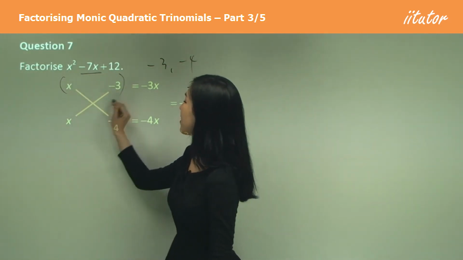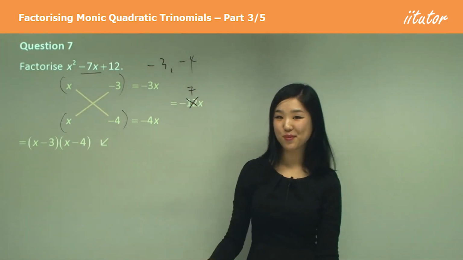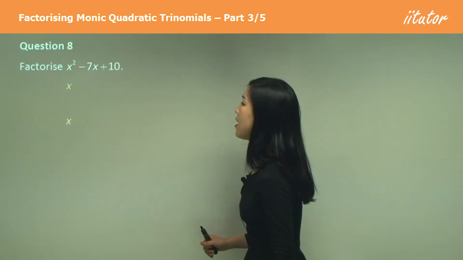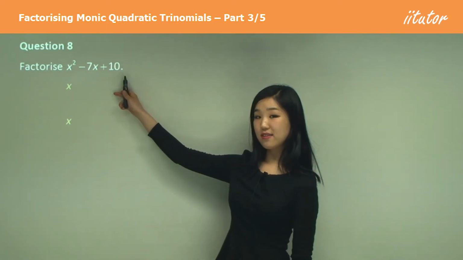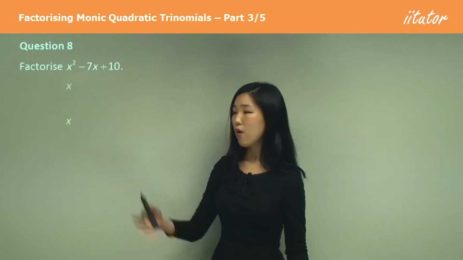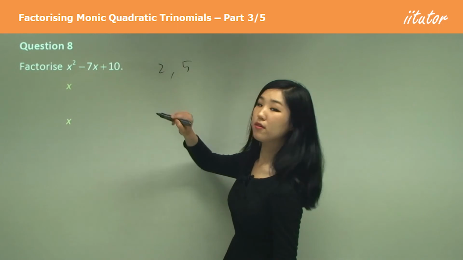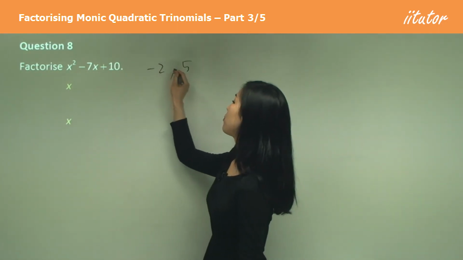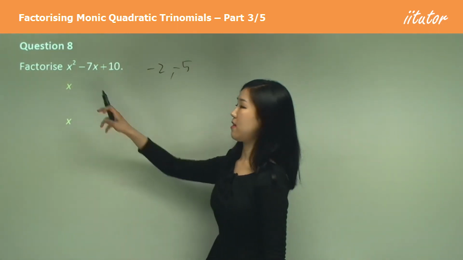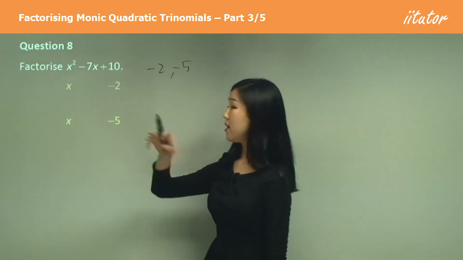I'm going to put my brackets. And we've got x minus 3 times x minus 4. Okay? Now, guys, can you tell me the factors of 10 that would make negative 7 when I add them up? What about 2 and 5? Now I'm going to, of course, put my negatives in front, okay, because that's a plus and that's a negative. So I'll put negative 2 there and negative 5 there.